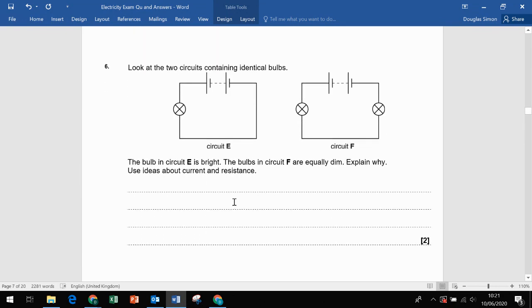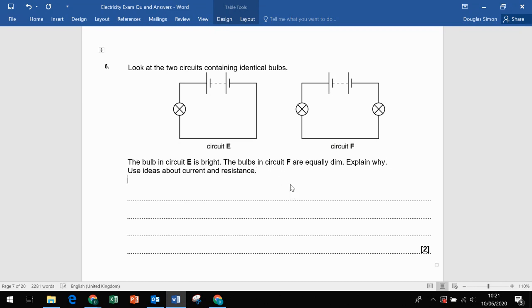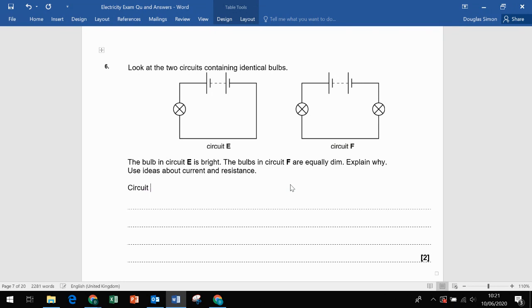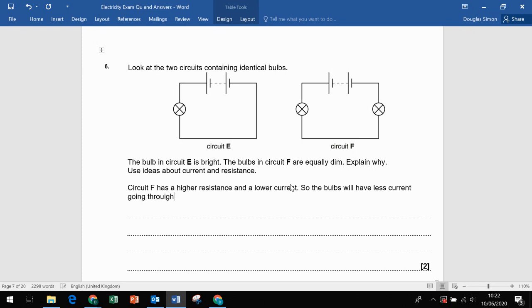All right, 6. Look at the 2 circuits containing identical bulbs. The bulb in circuit E is bright, the bulb in circuit F is dim. Explain why. Use ideas about current and resistance. This is very similar to question 1. Circuit F has a higher resistance and a lower current, so the bulbs will have less current going through them and be dimmer in F.